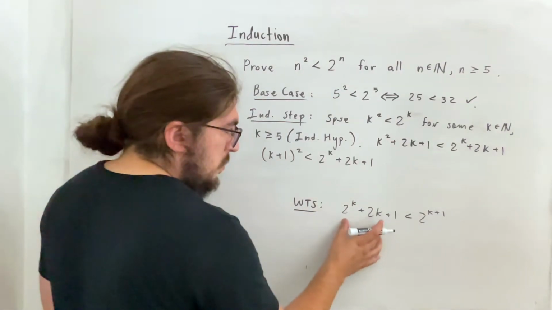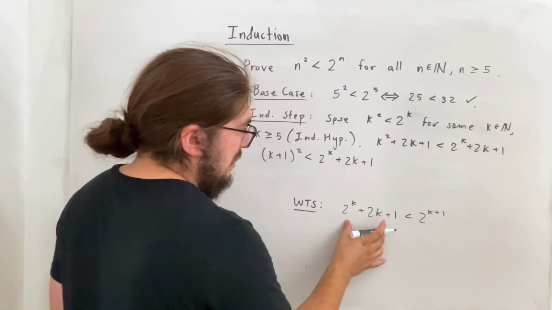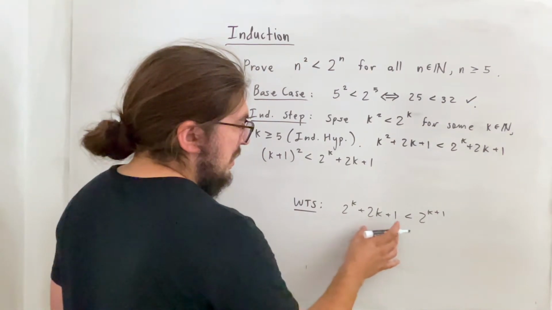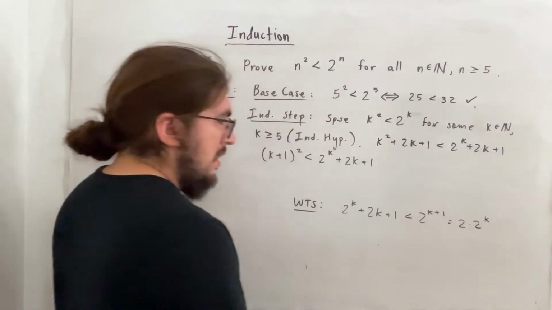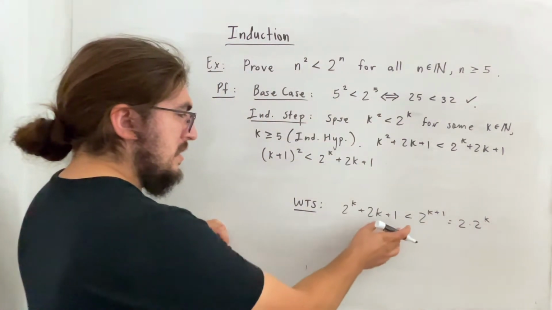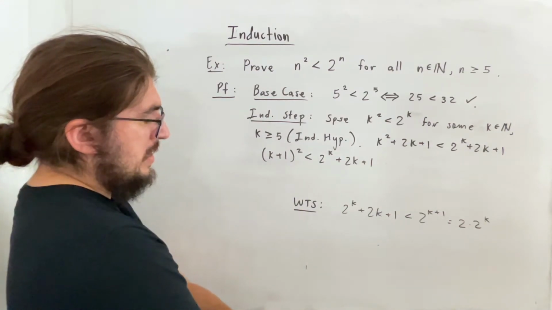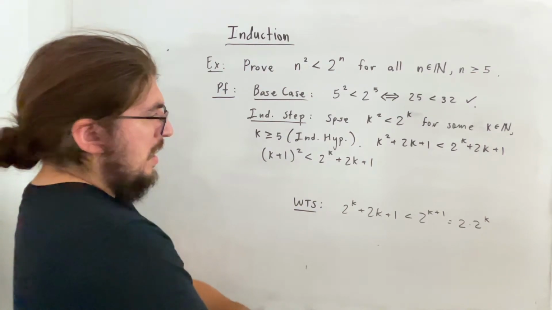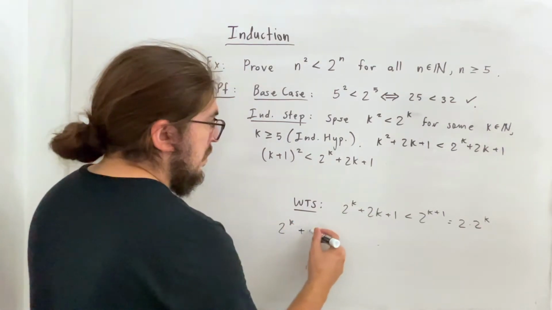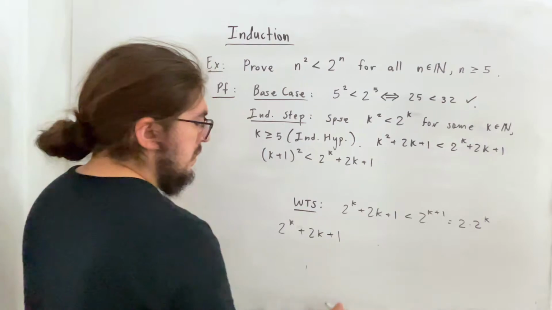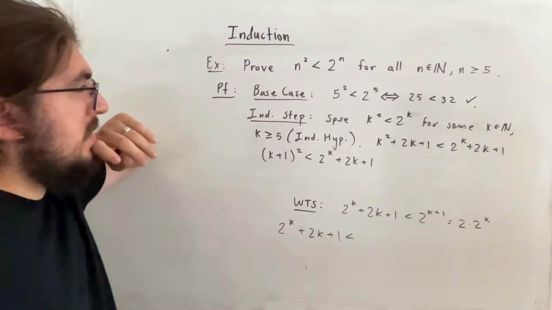Well, okay, so these both have 2 in common for sure. I don't know if that's going to help us or not. I guess we could say this is equal to 2 times 2 to the k. But how does that help? Doubling is less than multiplying by. Yeah, that's still pretty tricky to show, isn't it? I guess we can just grab this 2 to the k plus 2k plus 1 and say that's definitely less than, you know, we haven't used the fact that k is greater than or equal to 5.